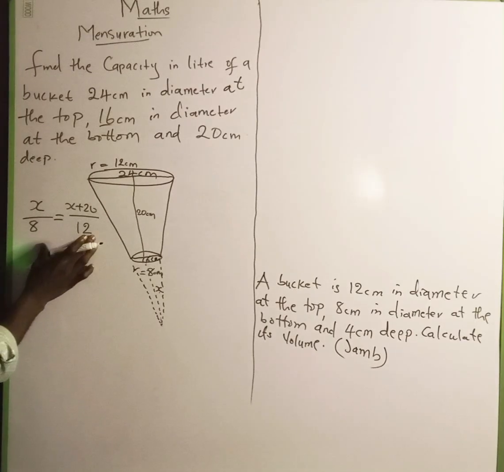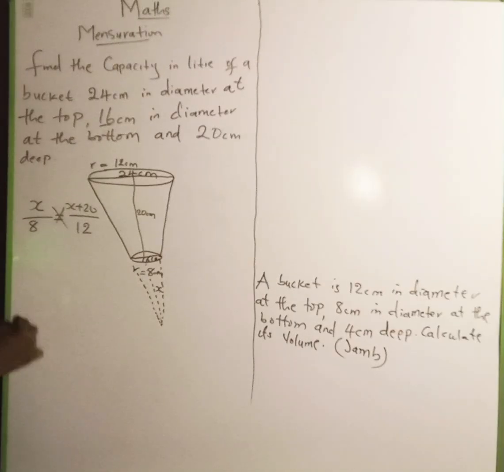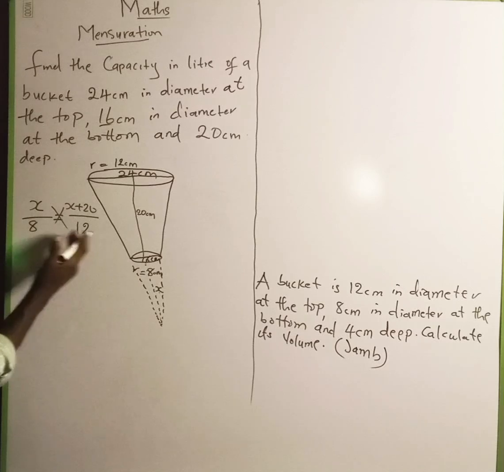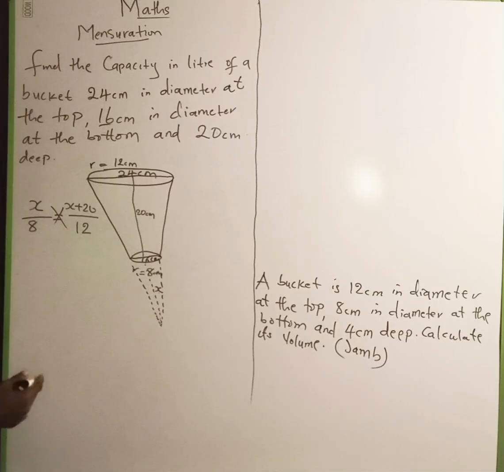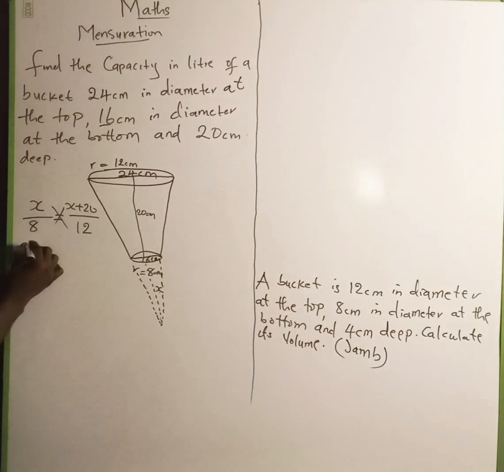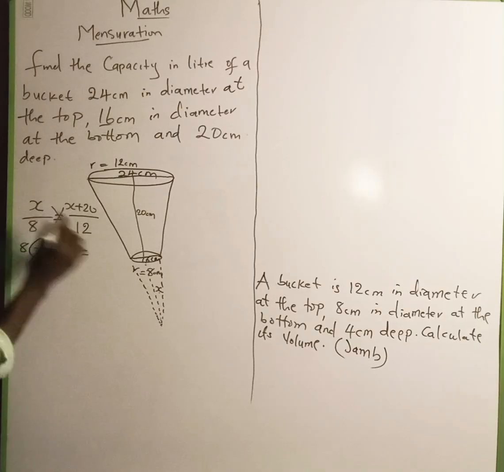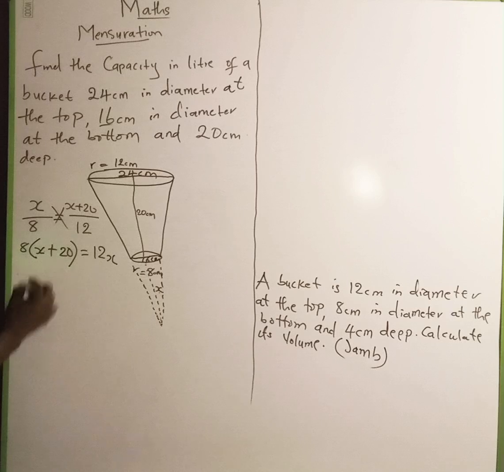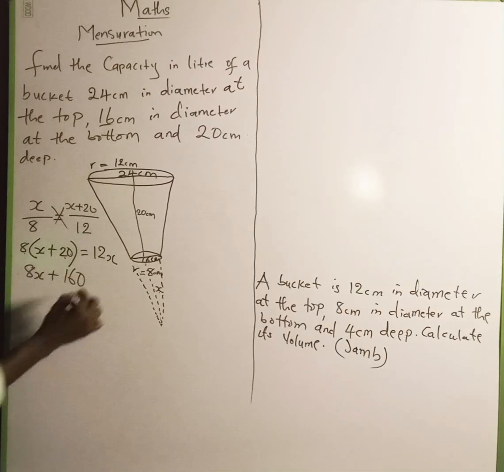Now, you have been able to form an equation. To simplify this, you can use cross multiplication. You can also multiply both sides by the LCM of the denominators. Whichever one you use will work, right? So let us cross multiply. 8 will times everything in this side, x plus 20, equal to 12 will times everything here, which is just x. So we now have 12x. Open this bracket, we have 8x plus 8 times 20 is 160.